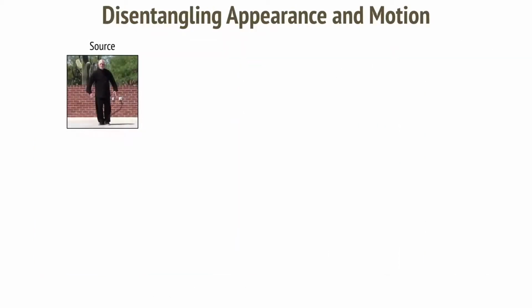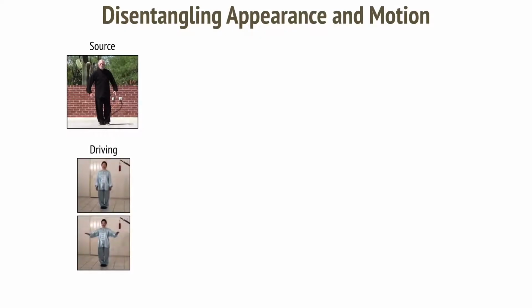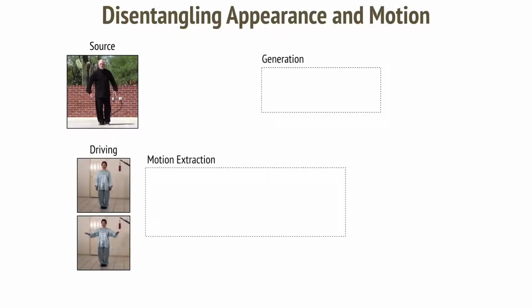We start with a source image and a driving video. We split the process into motion extraction and generation. To extract motion, we pass the consecutive frames of the driving video through an unsupervised key point detector to obtain sparse key points for each frame. Additionally, for each key point, we obtain local affine transformations in the neighborhood of this key point. To get motion, we subtract the two outputs. We call this sparse motion since it's based on a sparse set of object key points.